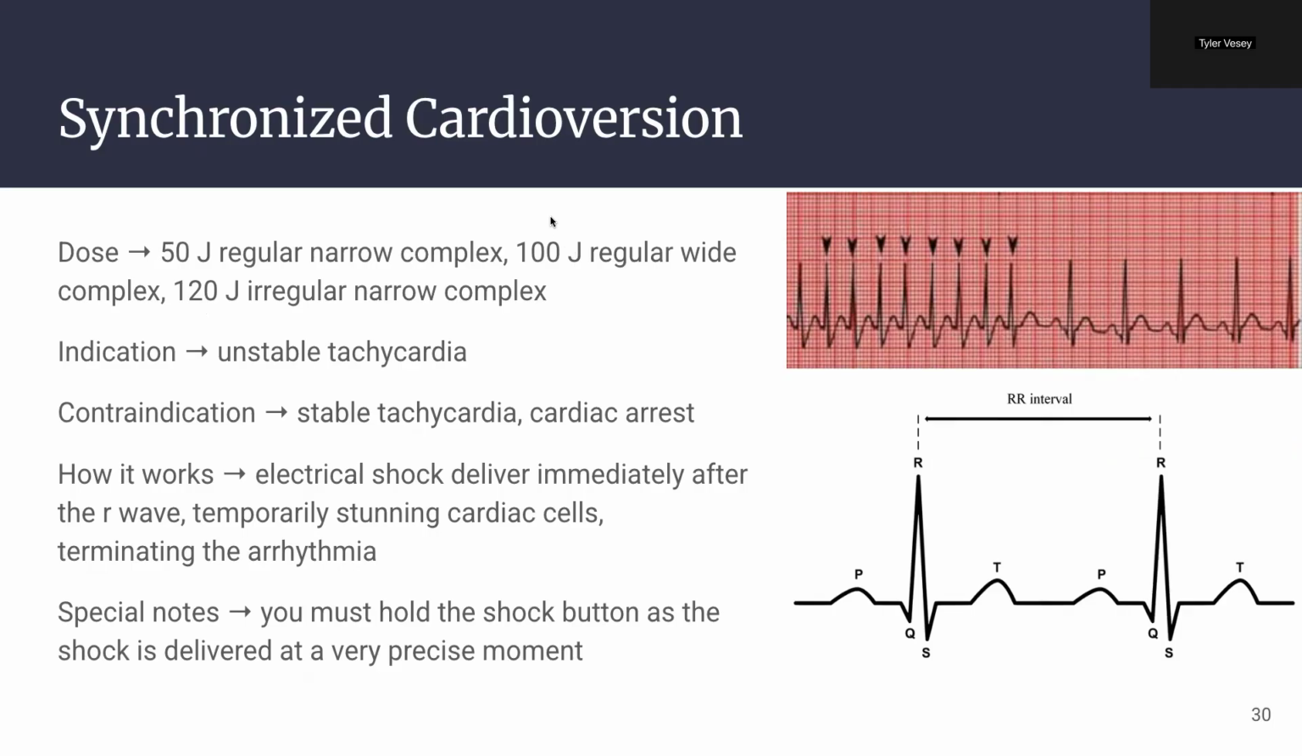We'll go over our dose first. If we have a regular narrow complex, we start at 50 joules, regular wide complex 100, and an irregular narrow complex 120. Indication: unstable tachycardia. Contraindication: stable tachycardia or cardiac arrest.